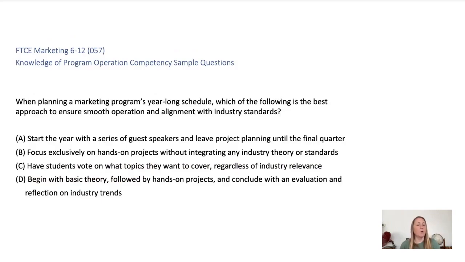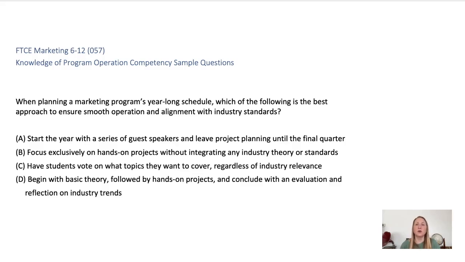When planning a marketing program's year-long schedule, which of the following is the best approach to ensure smooth operation and alignment with industry standards? A. Start the year with a series of guest speakers and leave project planning until the final quarter. B. Focus exclusively on hands-on projects without integrating any industry theory or standards. C. Have students vote on what topics they want to cover, regardless of industry relevance. D. Begin with basic theory, followed by hands-on projects, and conclude with an evaluation and reflection on industry trends.